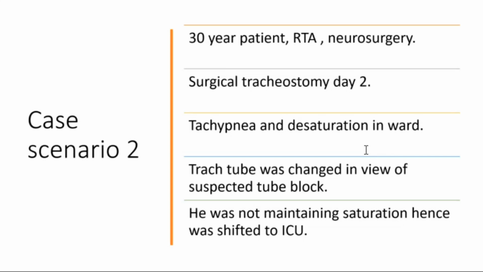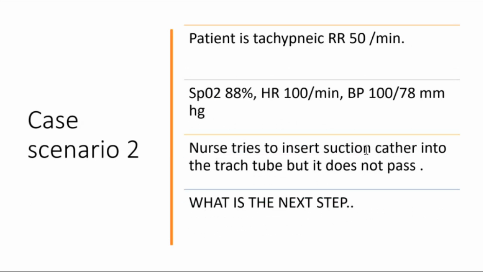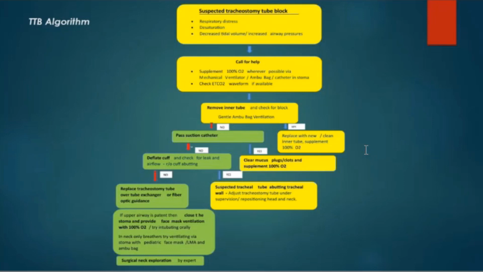Once the patient came to the ICU, this was the situation. The patient was very tachypneic, breathing at around 50 per minute. Saturation was 88%. His BP was okay, but he was very tachycardic. In the ICU, we tried to insert the suction catheter, but it was not going into the trachea. So we have a tube block scenario here as well. How do we manage this situation? Similar to the previous protocol we discussed for the tube block scenario, if the catheter is not going.